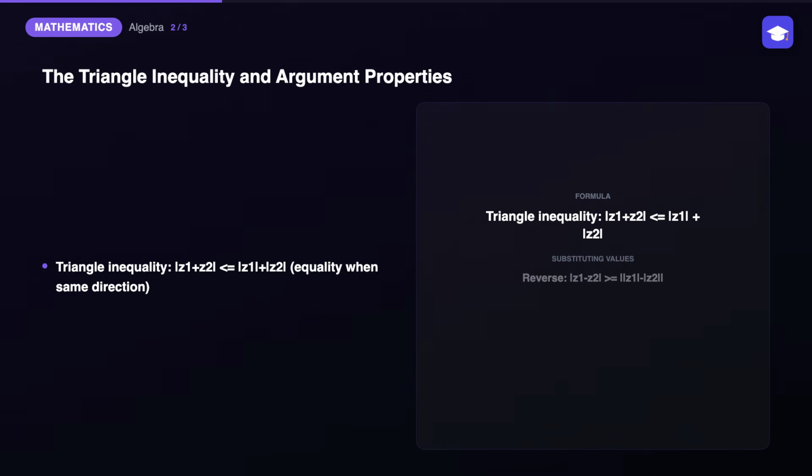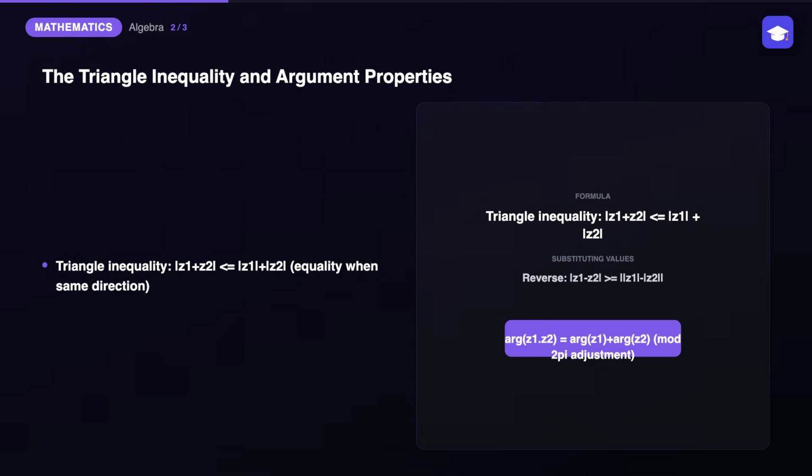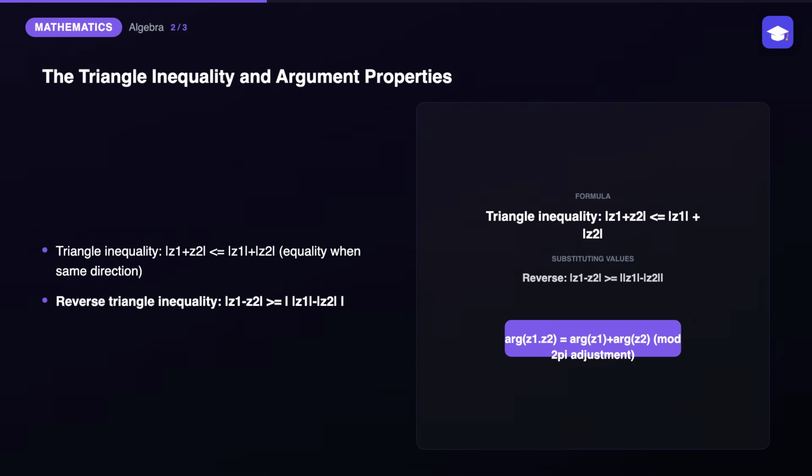The triangle inequality states that mod of z1 plus z2 is always less than or equal to mod z1 plus mod z2. Geometrically, this reflects the simple fact that one side of a triangle can never exceed the sum of the other two sides, with equality holding specifically when z1 and z2 point in the exact same direction.